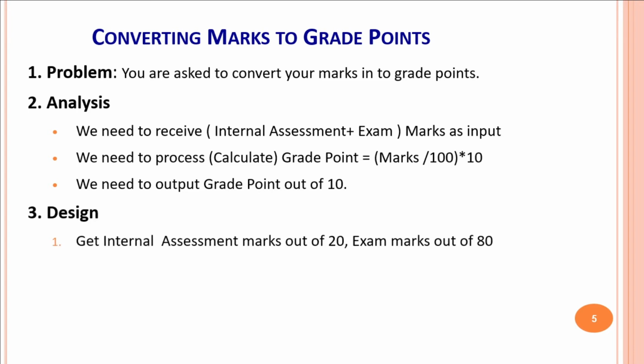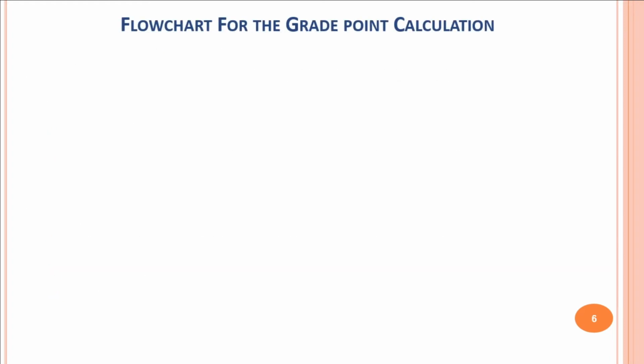In design, we tried to give an algorithm. So what we are going to do, when our program is going to run, it will be getting internal assessment marks out of 20 and exam marks out of 80. So this is one step. Second, we are going to calculate the grade point. It is the process. Third, display the grade point. Show to the user that this is your grade point calculated from the assessment marks as well as exam marks. So this is the design.